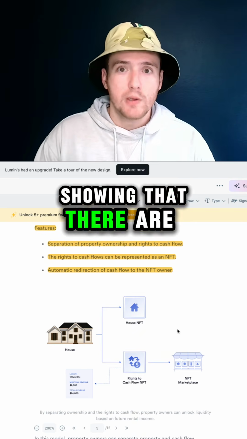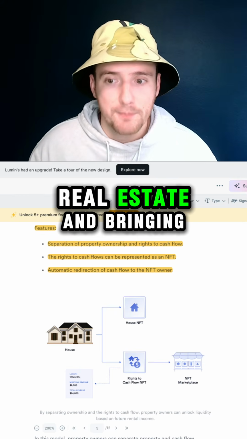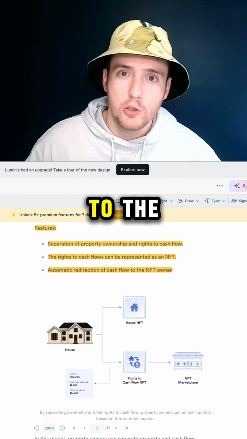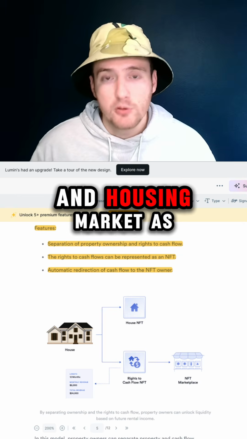So this is showing that there are multiple ways to tokenize real estate, and bringing real estate on chain is going to provide so much visibility to the real estate market and housing market as a whole.